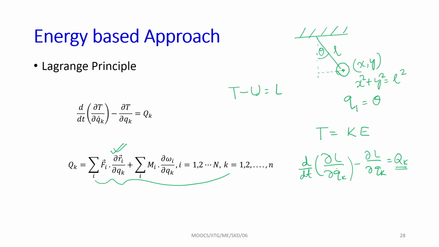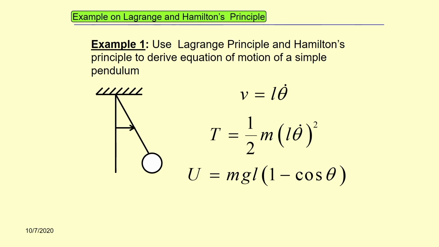So, by using the coordinate system, with the unit vector along x direction as i and y direction as j, in a vector form r can be written as x i plus y j, and in that way if some force is acting on the system, then that force also can be written in a vector form. Then by doing the dot product, we can find this generalized force. Similarly, from the moment side also, m i dot del omega i by del q k will give you the Q k. So, let us take one simple example, the simple pendulum.